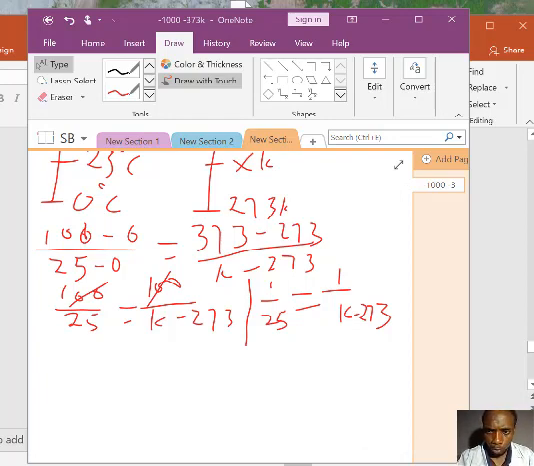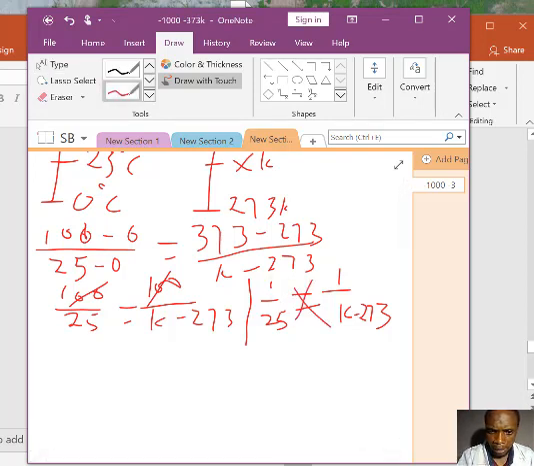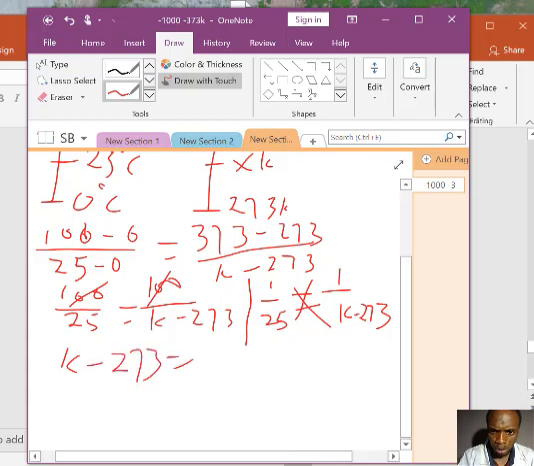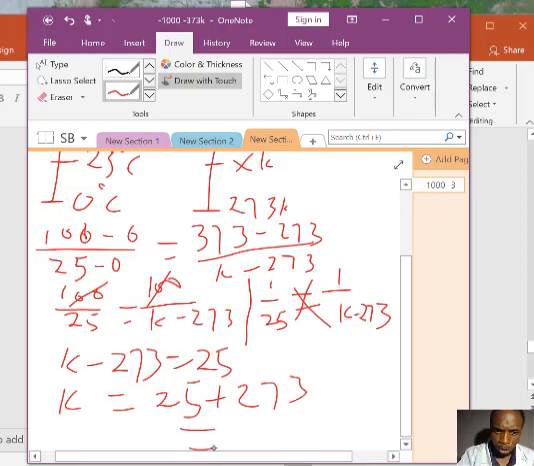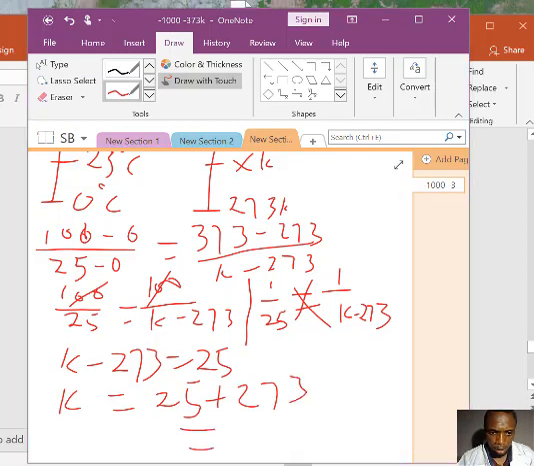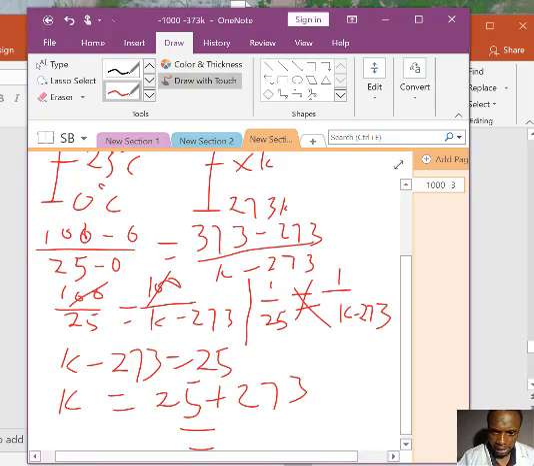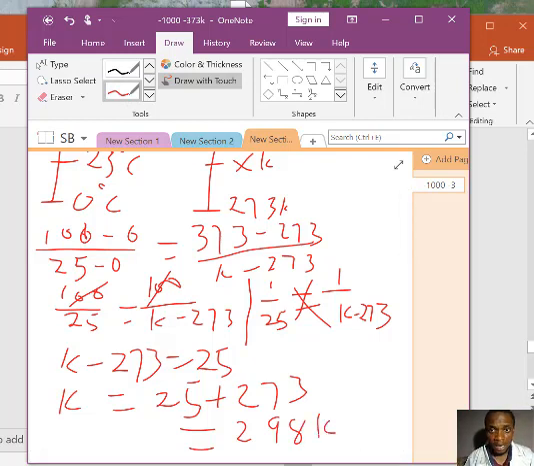And if you cross multiply, you will be having K minus 273 equals to 25. So if you collect like terms, you'll be having K equals to 25 plus 273. And this will give us 298 Kelvin. So very easy to do.